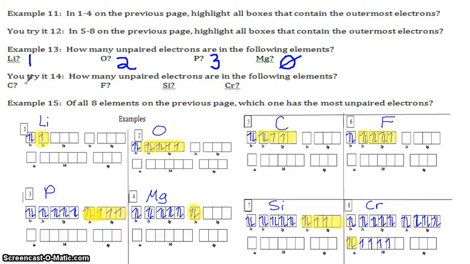All right, in the carbon, you should have said 2. In the fluorine, you should have said 1. In the silicon, there are 2. And in the chromium, there are 4. So if you have any questions, you're not sure how to do that, you pause it right now and ask me for some help. Example 15 says, of all 8 elements, which one has the most unpaired electrons? Well, that's easy to find there since we have them all written out here. It is chromium with 4 unpaired electrons.